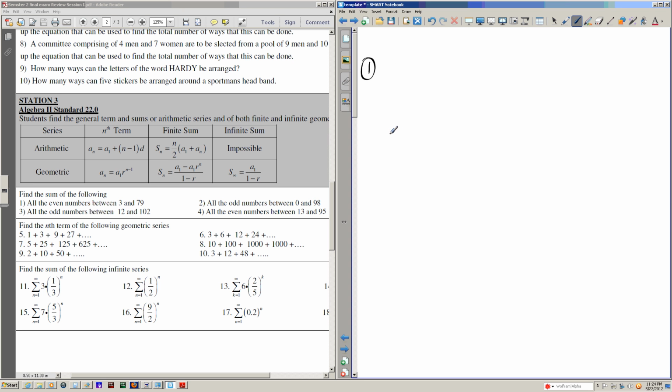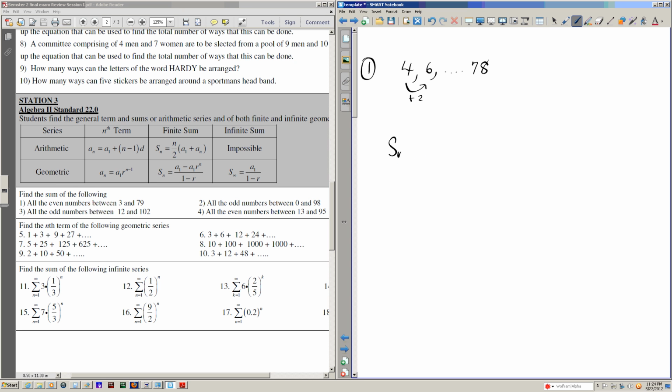So all even numbers between 3 and 79, we're going to start from 4. What's the next even number? 6. And it goes all the way to 78. Okay? All right, so since it says sum, we have 2 choices for sum. Is it geometric or arithmetic? Since we're adding every time, for even numbers, we're always adding 2. So for this one, it's going to be arithmetic, right?